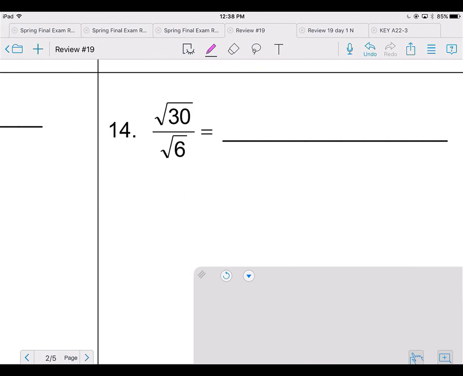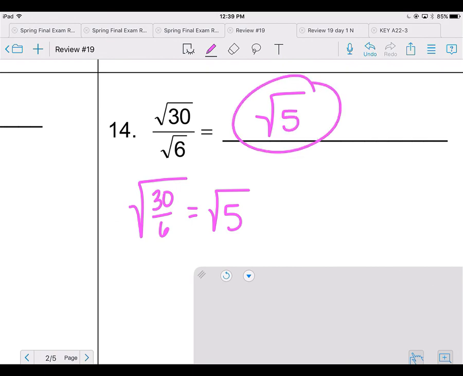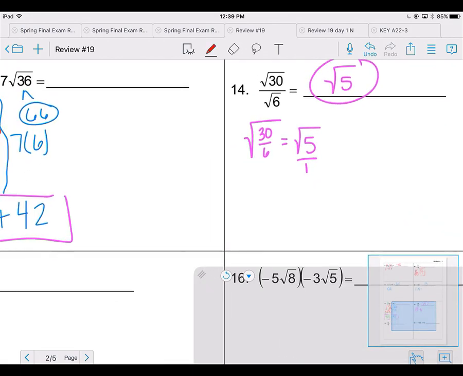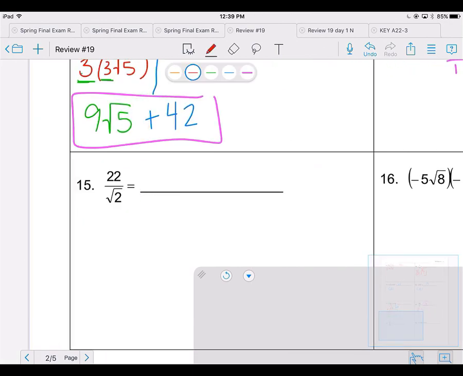Problem 14, we have 30 and 6 both inside of the square root, so that could be rewritten like this. 30 divided by 6 is 5. I no longer have a fraction, which means that I am done with this problem. It's really like this, and 1 is not under the square root, and because I don't have a square root in my denominator, that problem is finished.